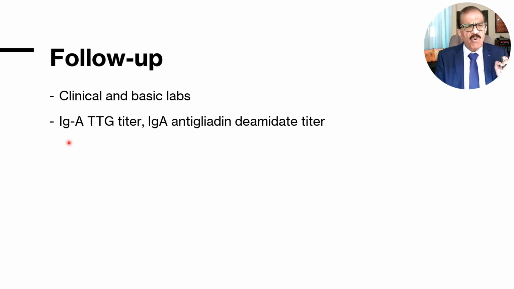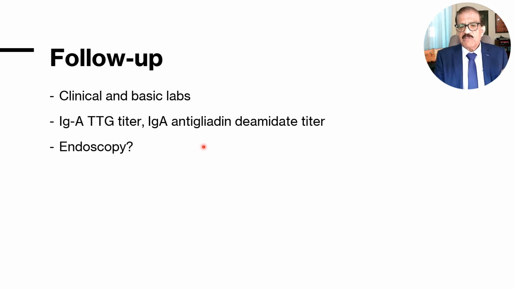I don't think this is necessary. This is necessary for the diagnosis. For follow-up, it may not be required, but it has some correlation with the severity of disease. If the TTG titer remains high, that means the disease is still active. And if the TTG titers are going down, that means the disease is dying off. Similarly, IgA anti-deamidated gliadin titer can also be done.